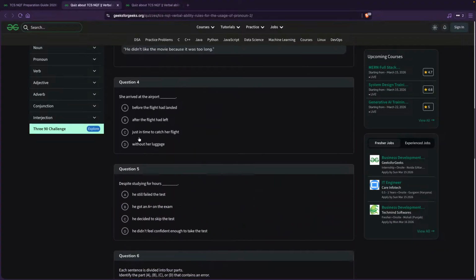Correct answer. Okay. She arrived at the airport before the flight had landed. After the flight had left. After the flight had left, she arrived at the airport just in time to catch a flight.